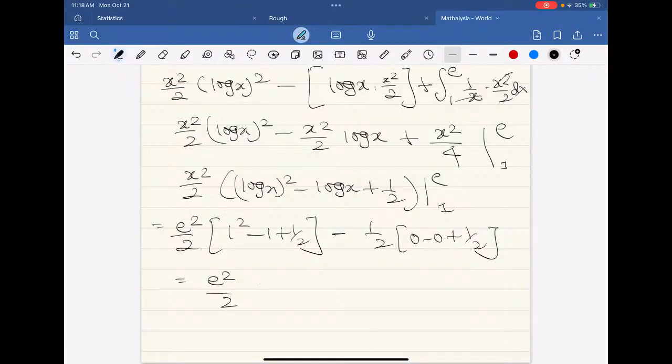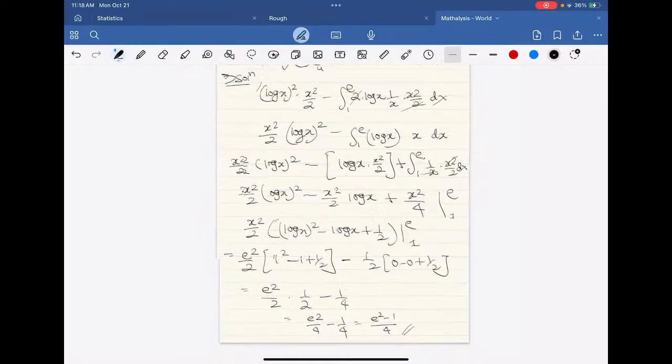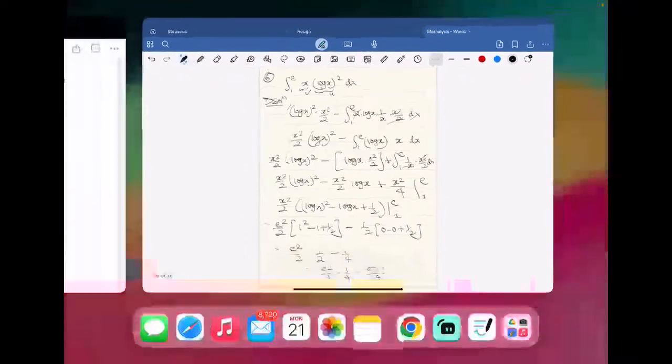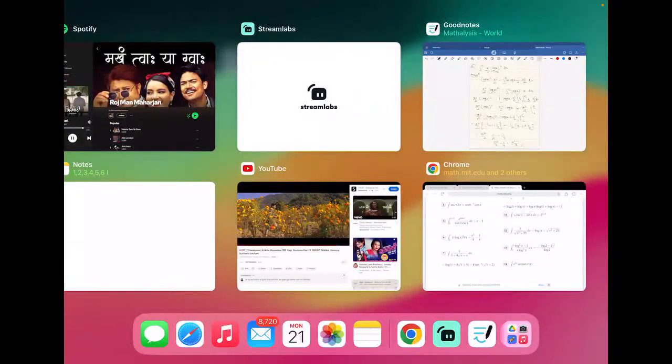So e^2 by 2, this will just be half, minus 1 by 4th. So this will be e^2 by 4 minus 1 by 4, which is (e^2 minus 1) by 4. So yeah, this is the solution, right? This was just integration by parts. We applied that multiple times and we got the answer. This is a standard problem from grade 12. So yeah, (e^2 minus 1) by 4, that's the answer.